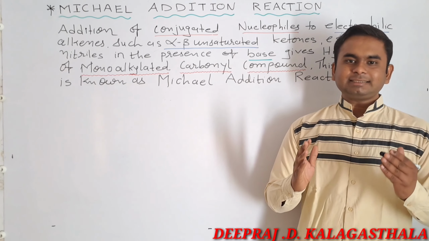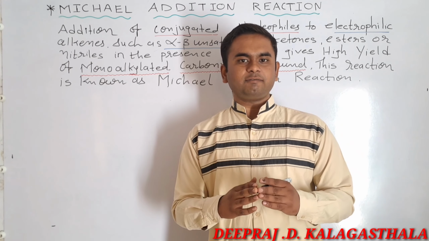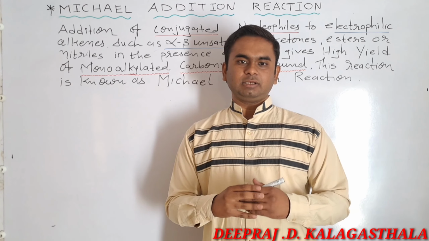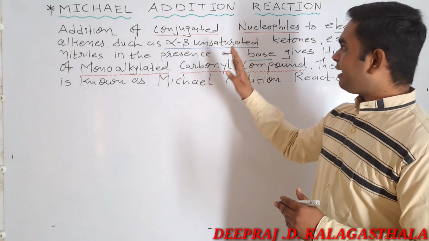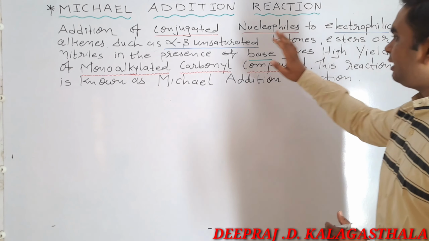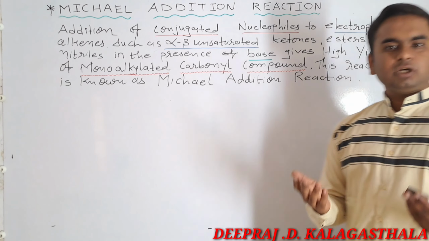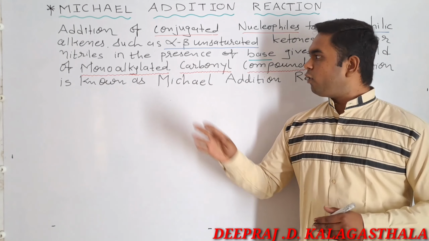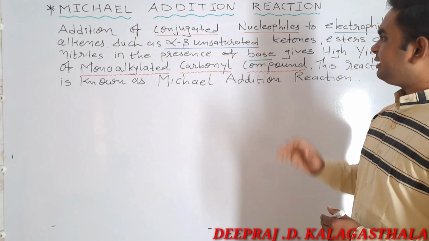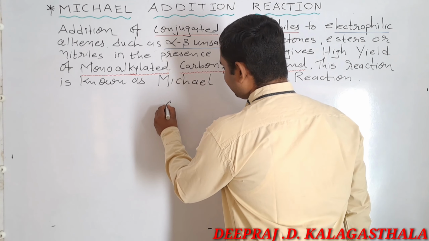Friends, this is a simple type of addition reaction of nucleophiles and electrophiles. Here our nucleophiles are conjugated and our electrophiles are alpha-beta unsaturated. So first of all we should know what an alpha-beta unsaturated carbonyl compound is. Let's consider an example.